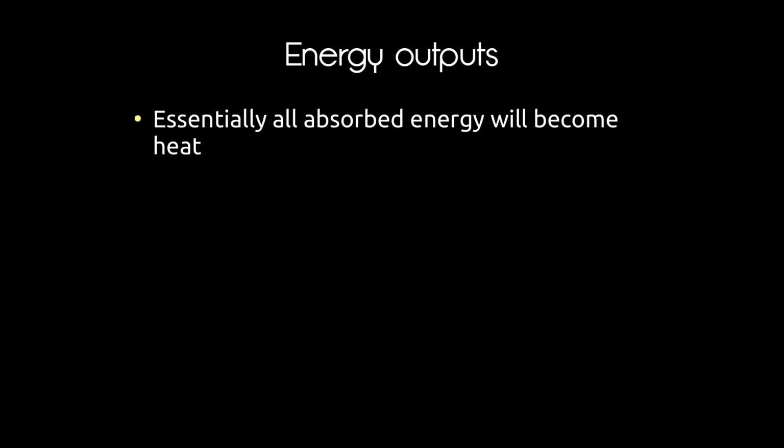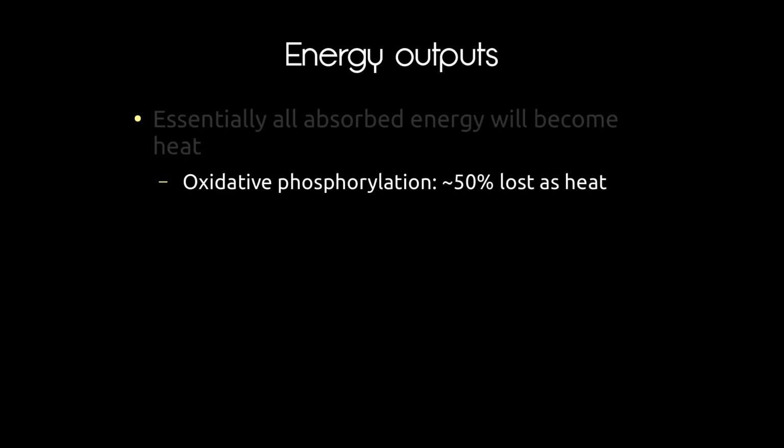Now let's take a look at the other side of this equation, the energy outputs. And this is where it gets a little bit more complicated. The inputs are easy: animals eat things. Pretty straightforward. However, animals will use the energy consumed in a lot of different ways. Despite all of this diversity of energetic uses, the ultimate fate of essentially all the energy absorbed by the digestive tract is to become heat.